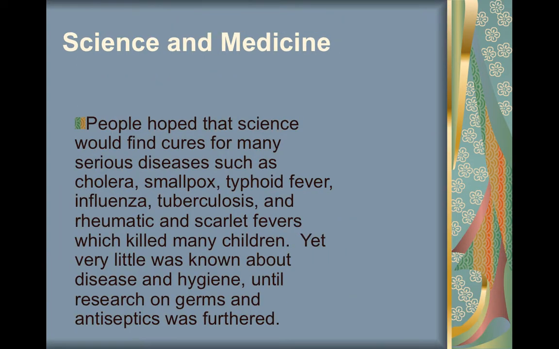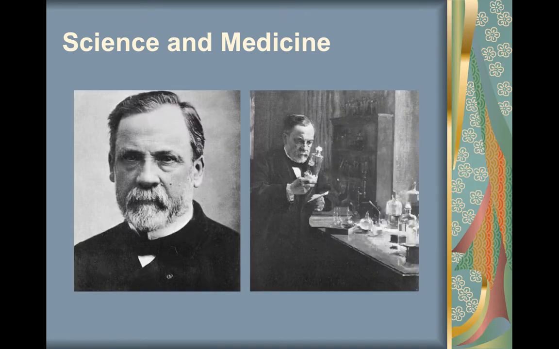Okay, people were trying to find cures for things such as cholera, smallpox, typhoid fever, influenza, tuberculosis, rheumatic and scarlet fevers. These diseases today are almost non-existent because of vaccinations and things like that. But during this time period, many children were dying because of these diseases, because they didn't understand what these diseases were or how to prevent them. Over time, vaccinations were discovered, and many of these diseases today aren't too prevalent. They still exist in different parts of the world, but because of vaccinations, they're almost not seen in North America or Europe.